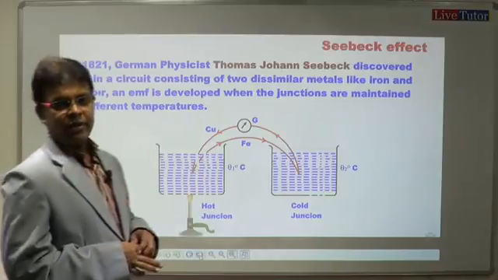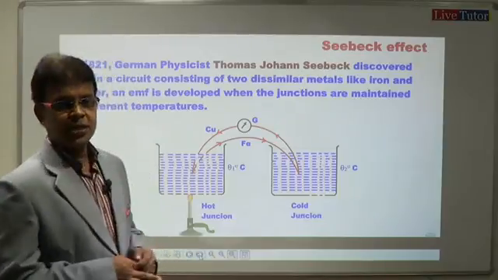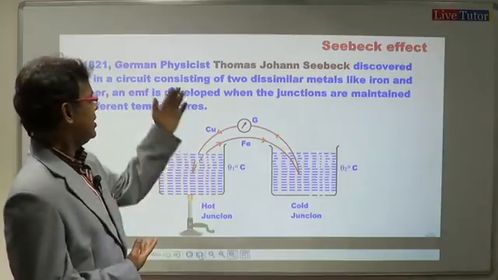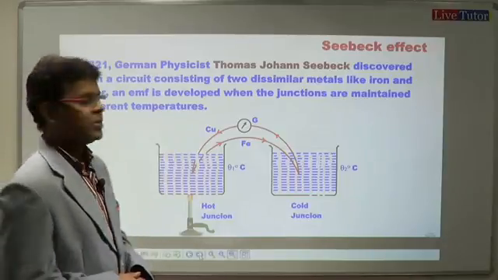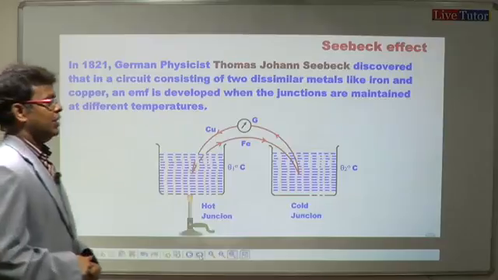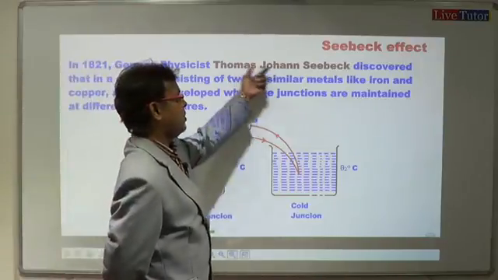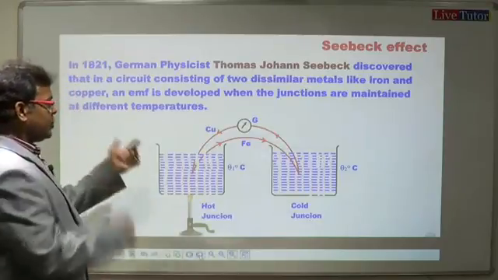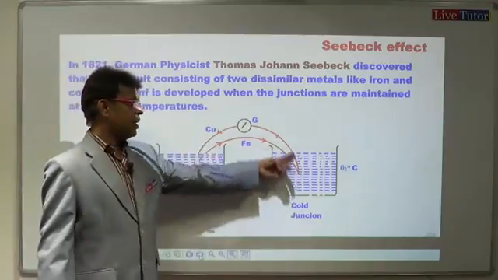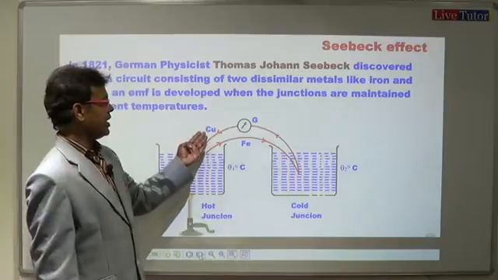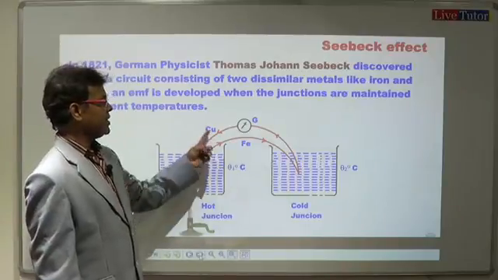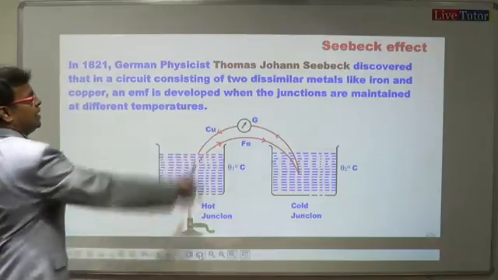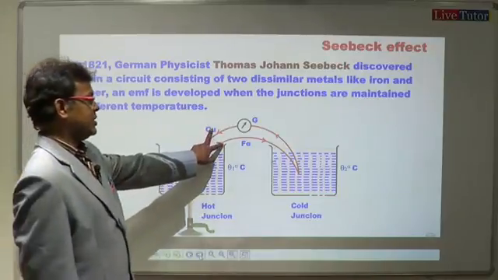In the year 1821, we need not worry about the year because it is not social science. We are worried about the name of the scientist and the effect. The great German physicist Thomas Johann Seebeck. Usually we never add this surname and all, we say only Seebeck. He discovered that in a circuit containing two dissimilar metals, it is not the same metal. For example, here you can see that copper and iron, we are using two dissimilar metals, right? It is consisting of two dissimilar metals.